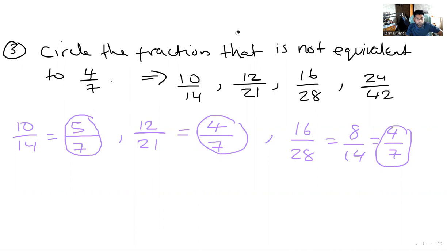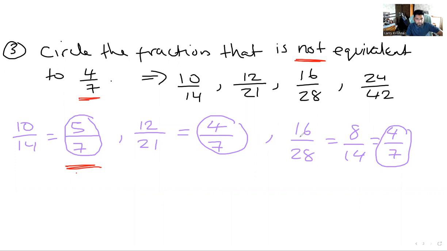Let's put a red here because this is a keyword: not equivalent. Always make sure, guys, that you read the question carefully in your exams. So not equivalent to 4/7. So this is equivalent, this is equivalent, this is not equivalent. So this is going to be your answer.